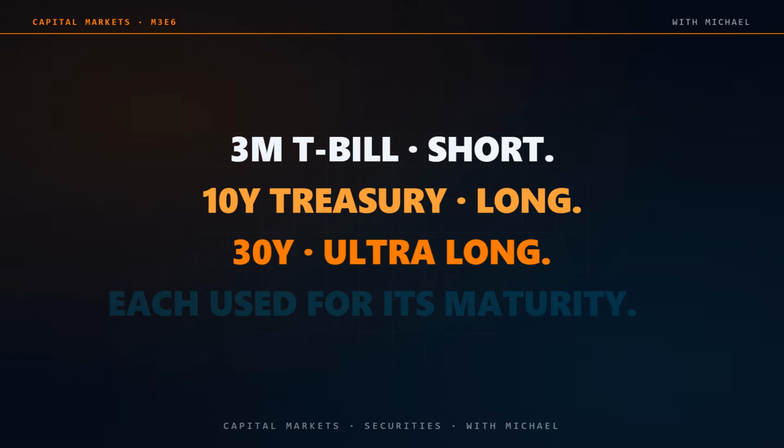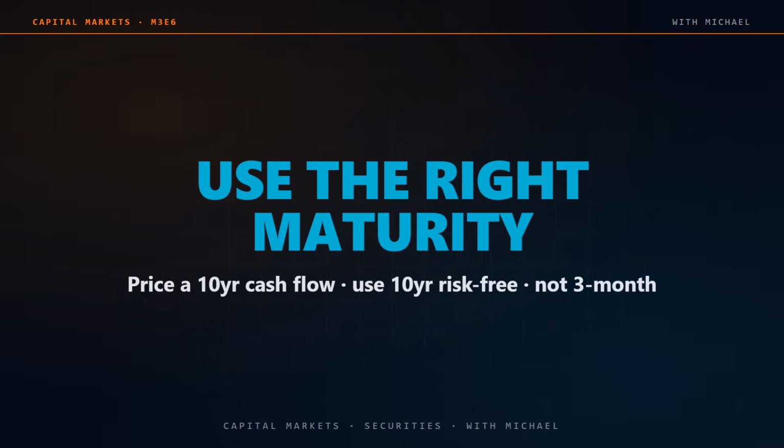For pricing a 1-year cash flow, you use the 1-year risk-free rate. For pricing a 10-year cash flow, you use the 10-year risk-free rate. For pricing an entire stream of cash flows spread over time, you use the full risk-free yield curve and discount each cash flow at the appropriate rate. The single risk-free rate number you hear quoted in the media is typically the 3-month or the 10-year, and which one matters depends on context. A serious valuation uses the entire curve.